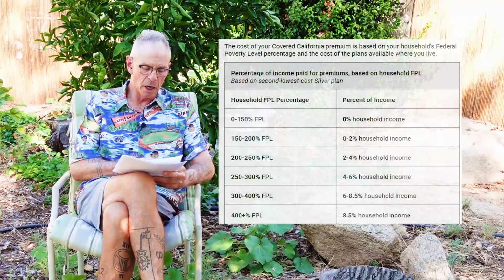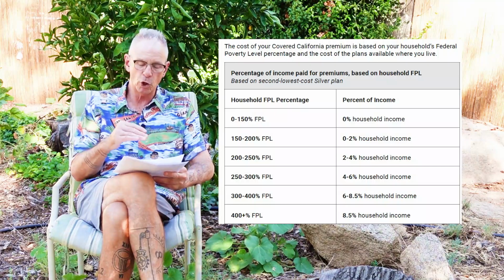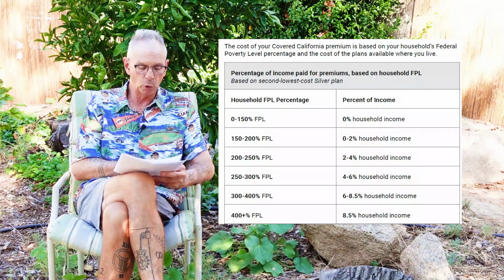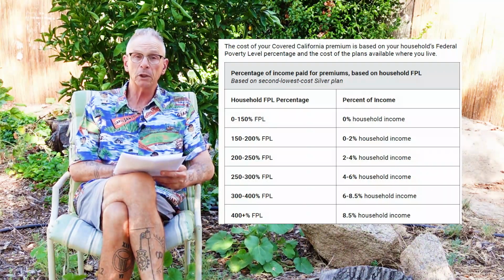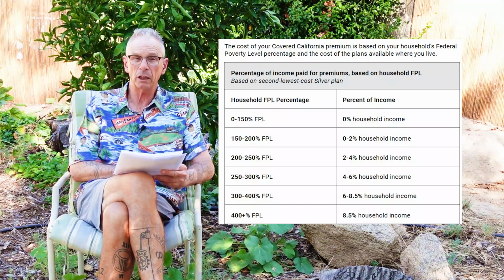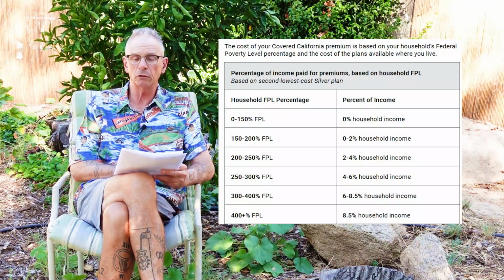Now, this particular chart down below kind of shows the curve of how that consumer responsibility percentage works. So if the household income in California is between 138 and 150% of the federal poverty level, the consumer responsibility percentage is 0. That means the subsidy is equal to the second lowest cost silver plan. So if someone selects a second lowest cost silver plan and their income is, let's say, 145% of the federal poverty level, it will be 0. The lowest cost silver plan will be 0.